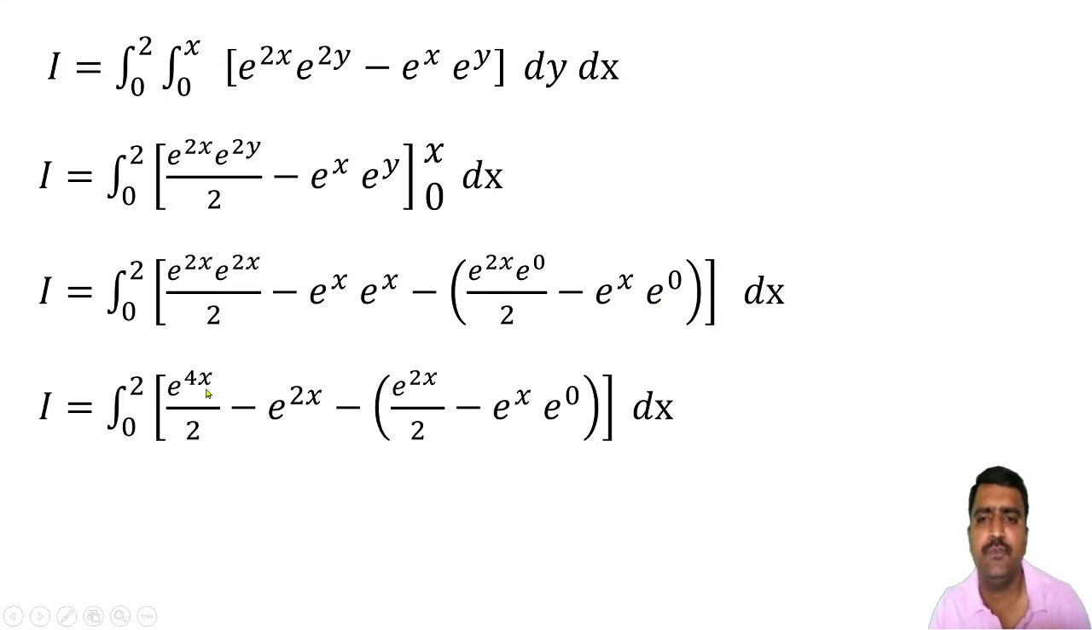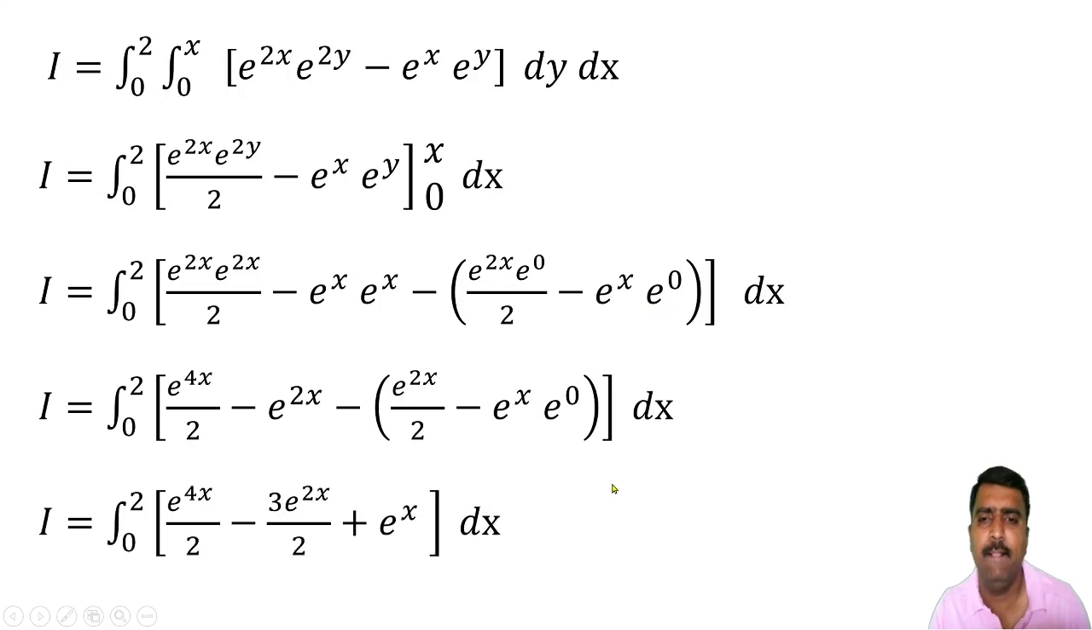This becomes e to the power of 4x by 2 minus e to the power of 2x, minus e to the power of 2x by 2, minus e to the x, dx. Next step, it is e to the power of 4x by 2 minus e to the power of 2x, and this is also e to the power of 2x. If you add these two terms, it is minus 3 into e to the power of 2x by 2. Again, minus of minus becomes plus e to the x.